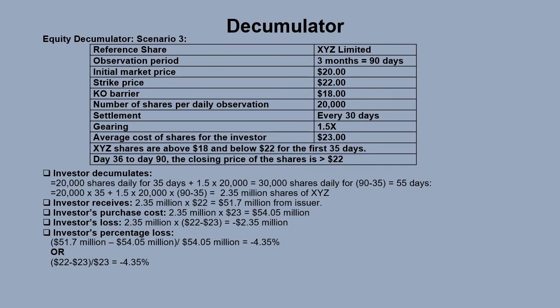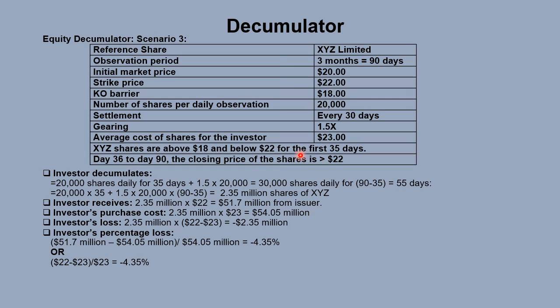Let's look at scenario 3. Here the reference share price average cost for the investor is $23. The XYZ shares are above $18 and below $22 for the first 35 days. From day 36 to day 90, the closing price of the shares is greater than $22. This basically means that the product does not get knocked out. It stays alive for the 90 days because the price of XYZ shares never moved at or below $18.